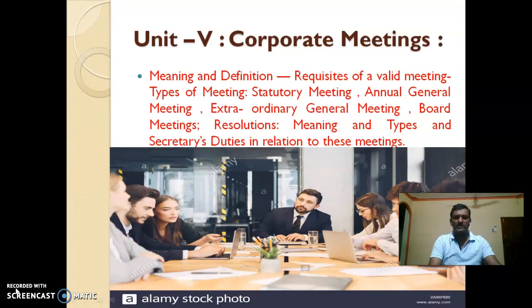And the last unit and the important unit here is corporate meetings. Here you will come to know about meaning and definition, requisites of a valid meeting, types of meeting, statutory meeting, annual general meeting, extraordinary general meeting, board meetings, and you will also come to know about the resolutions, its meaning and types and secretary's duties in relation to these meetings.